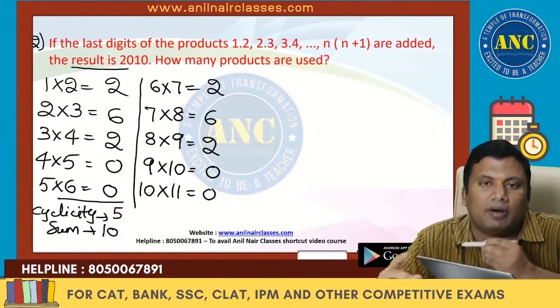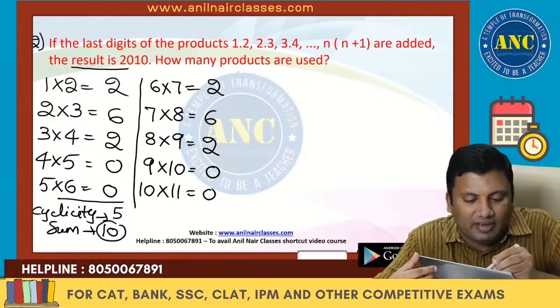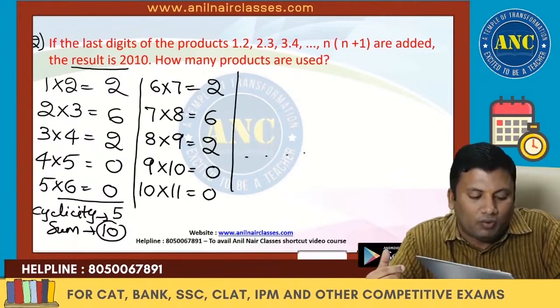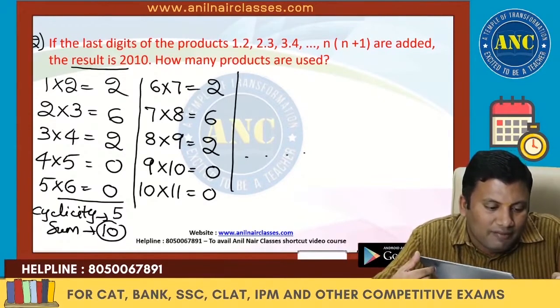The total sum of the unit digits is 2010. Every group of 5 is giving you 10. Like that, 201 groups. 201 into 10 is nothing but 2010.